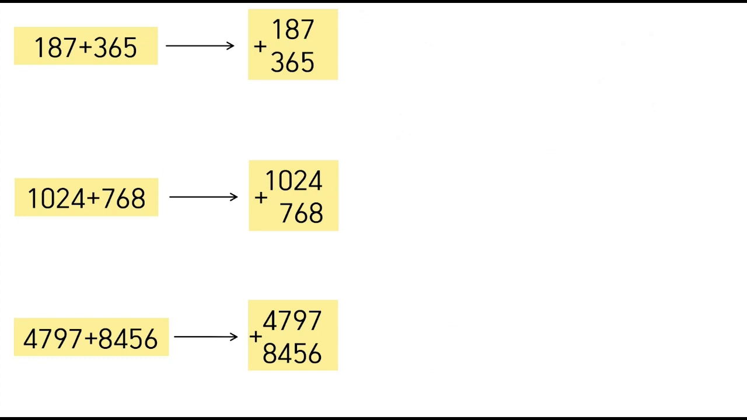Let's look at these examples. 187. 100 plus 80 plus 7. This one, 300 plus 60 plus 5. 7 and 5 makes 12. If you separate it, 10 plus 2. 2 for the units place, 10 for the tens place.